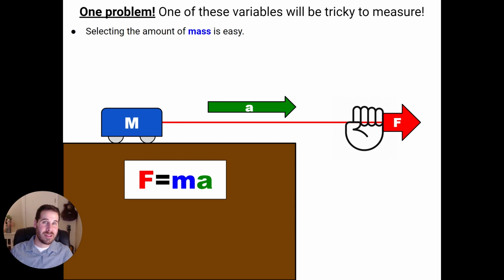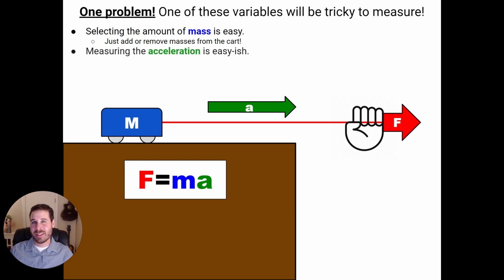Selecting the amount of mass that you're using in your experiment is going to be pretty easy, and that's because you can simply add or remove known values of mass to the cart. All the masses we use in our class have little labels on the side, so you'll know exactly how much mass you're using. And for the cart, we have a scale that we can measure the mass on, so that one's easy. What about acceleration?